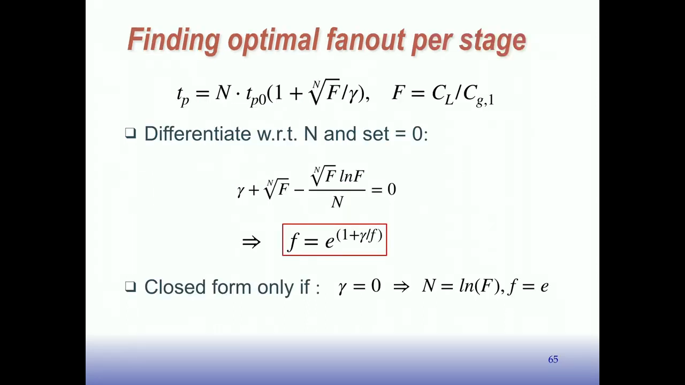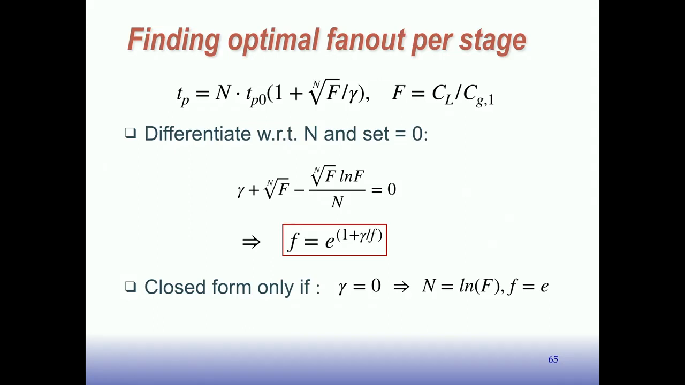Right. So here it is. And so we can do what we learned in, I guess, high school calculus. We could differentiate with respect to n and set equal to 0 and solve. And if you do that, you get this unfortunate result here, which is not very happy because f's on both sides.